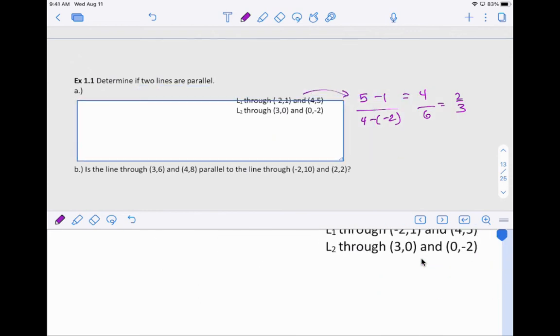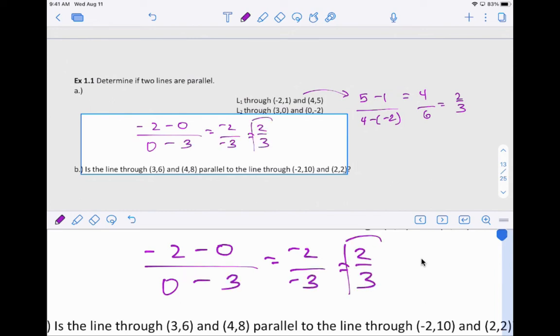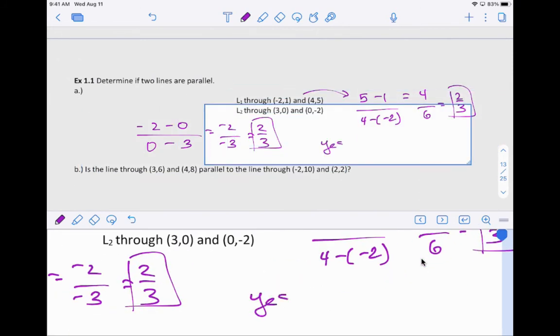Does the second one also have 2/3? Let's take a look. So from -2, and you know what? I'm just going to prove to you, it doesn't matter. -2 to 0 would be -2. From 0 to 3 would be -3. And yes, those double negatives cancel each other out. We see the same slope as the first one. So yes, they are parallel.